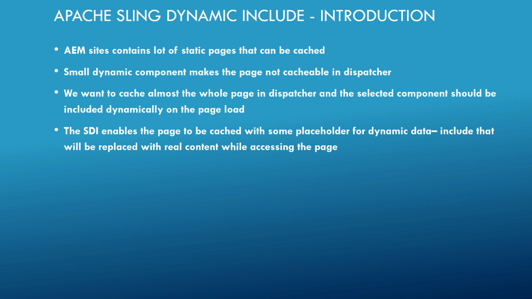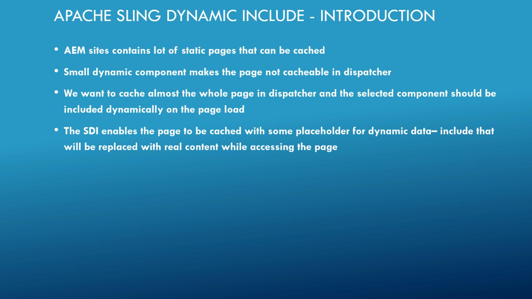So let's say we have a page where 95% of the data is static and 5% is dynamic, meaning we may need to display the logged in username or some other dynamic data. In that case, 100% of the page can't be cached either in the dispatcher or CDN. So our interest is to cache almost the whole page, the 95%, in the dispatcher, and the selected component should be included dynamically on the page load.